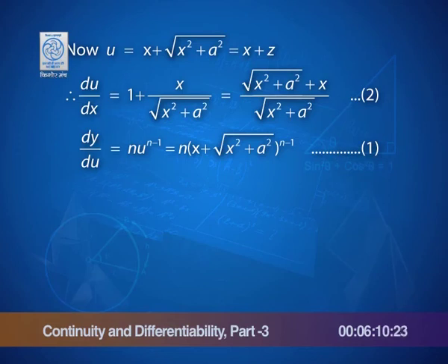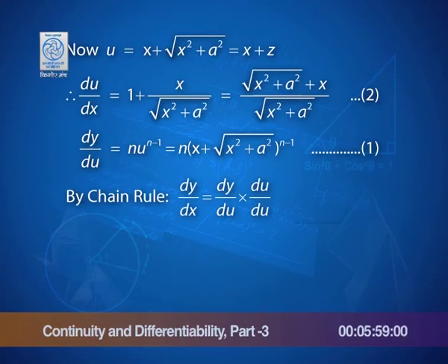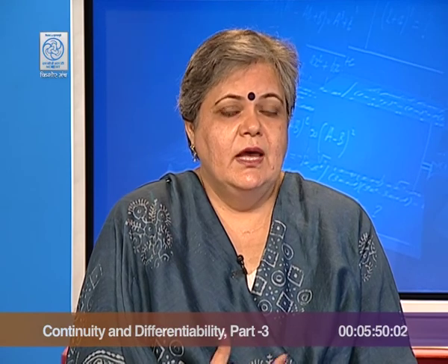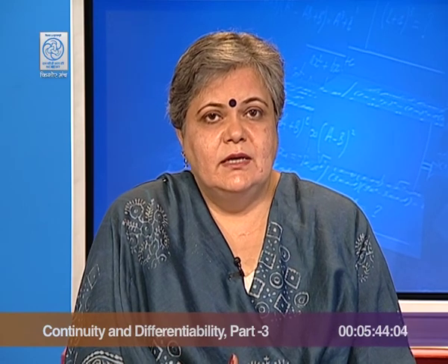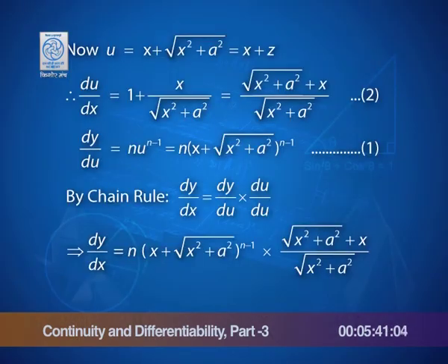We go back to finding what dy by dx was. So, I already have dy by du and now I have du by dx. Using the chain rule, I have dy by dx written as the product of these two expressions. Notice that the two expressions which are being multiplied have something common. So, if you use the rule that if the base is the same, powers get added, the expression does simplify to be nothing but n y by root x square plus a square, because y was x plus root of x square plus a square whole to the power n.